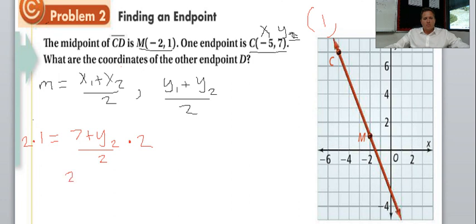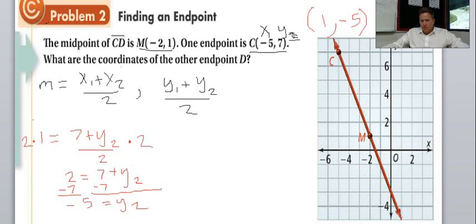And so this is going to give me 2 equals 7 plus y2. I am then going to subtract 7 from both sides. And this is going to give me -5 equals y2. So I know that my endpoint for the other one is (1, -5). So when I go to put that on there, I go over 1, down 1, 2, 3, 4, 5, and it should be about right here, which makes sense, as it looks about right as far as the distance in between.